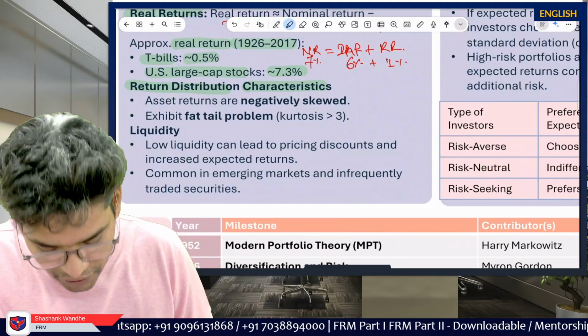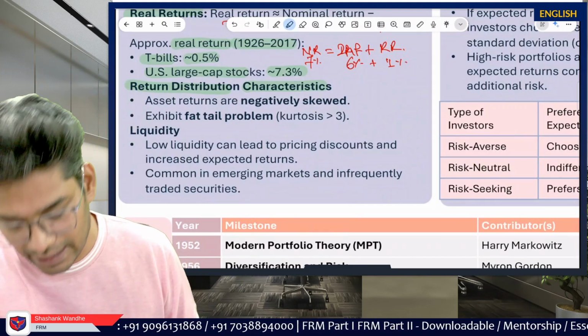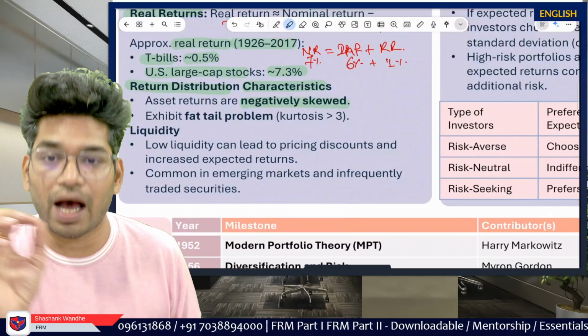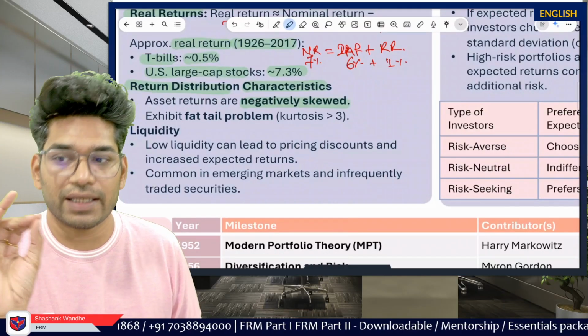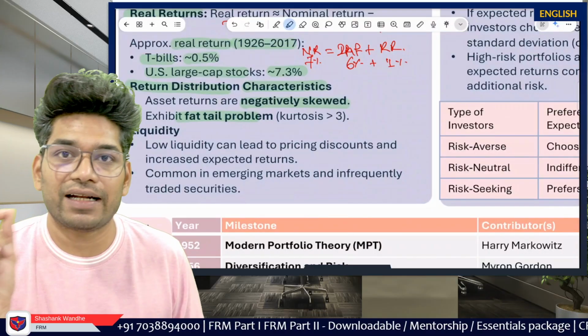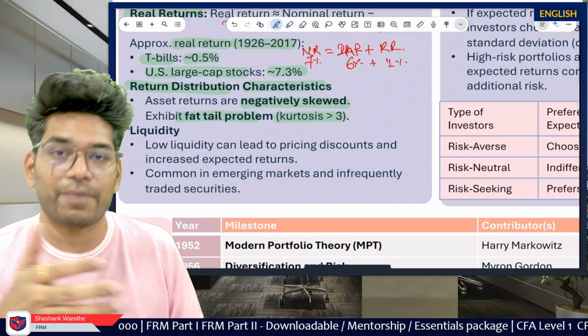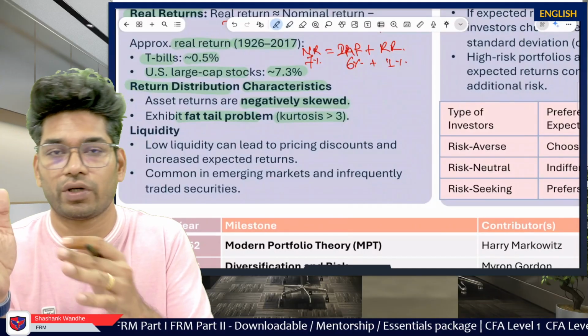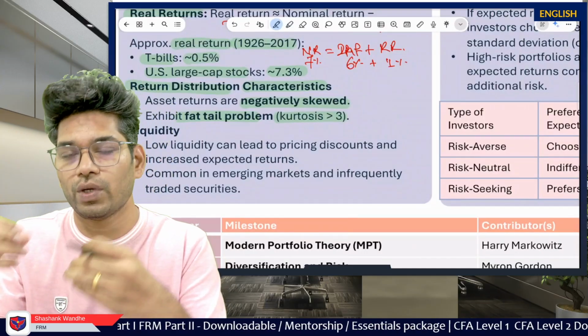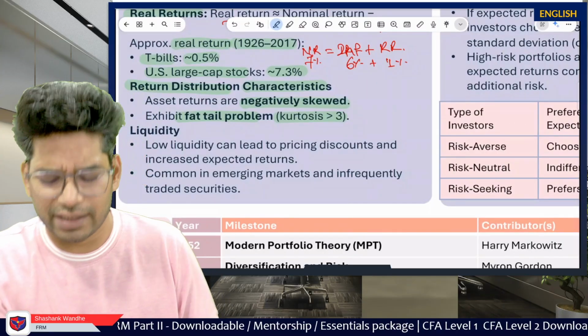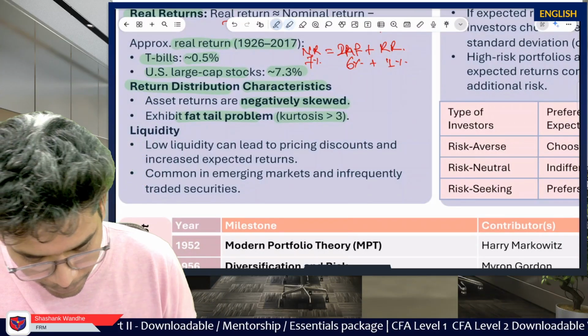But the observation based on historical data is that asset returns in general are negatively skewed. Remember this. They also exhibit the fat tail problem, that is, the kurtosis is greater than 3. Here I'm assuming you are good with the quants concepts. If you are good with distribution, skewness, kurtosis and so on, then this is the self-explanatory part.